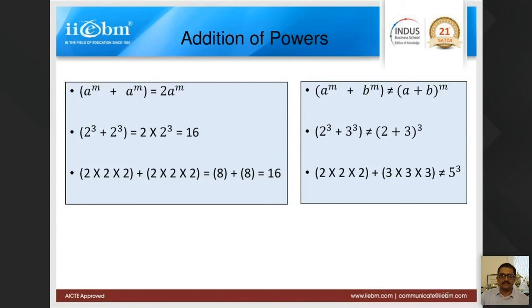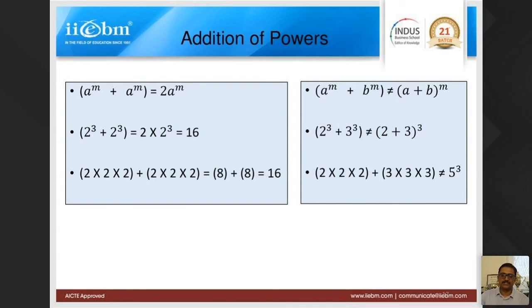Now let us prove this with the help of an actual example. 2 raised to 3 plus 3 raised to 3 is not equal to 2 plus 3, which is 5, raised to 3. So what is 2 raised to 3? 2 into 2 into 2, plus 3 raised to 3, 3 into 3 into 3. So 2 into 2 into 2 is 8, and 3 into 3 into 3 is 27. So 8 plus 27 will give me 35.